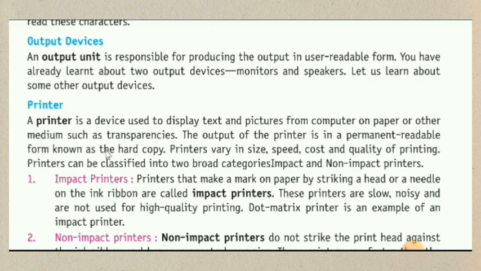Impact printers. Printers that make a mark on paper by striking a head or a needle on the ink ribbon are called impact printers. These printers are slow, noisy, and are not used for high quality printing. Dot matrix printer is an example of an impact printer.